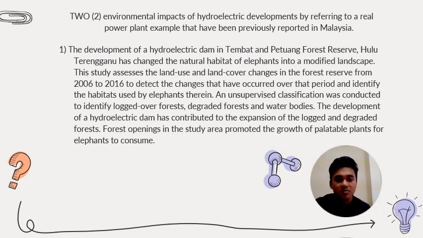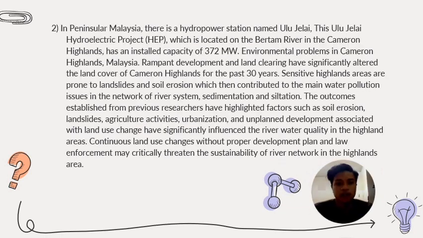Supervised classification was conducted to identify logged-over forest, degraded forest, and water bodies. The development of a hydroelectric dam has contributed to the expansion of the logged and degraded forest. Forest opening in the study area promoted the growth of palatable plants for elephants to consume. In Peninsular Malaysia, there is a hydropower station named Ulu Jenai.